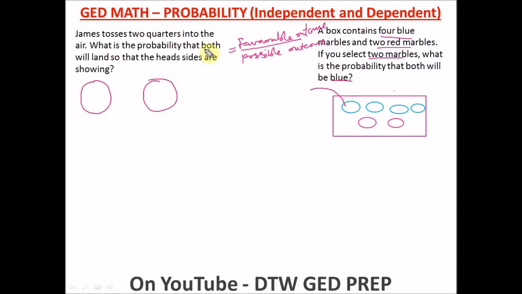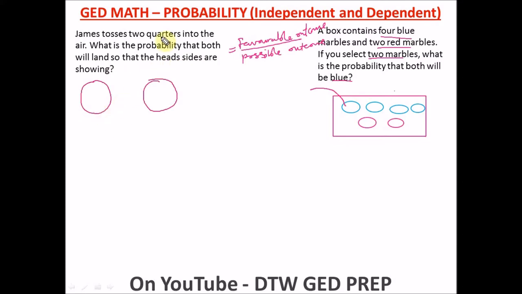Okay, so now let's solve these questions together. Don't worry, we're going to solve a lot of questions and you'll understand it better. Just stay with me, please. Now we have James here. He tosses two quarters into the air. What is the probability that both will land so that the head sides are showing?